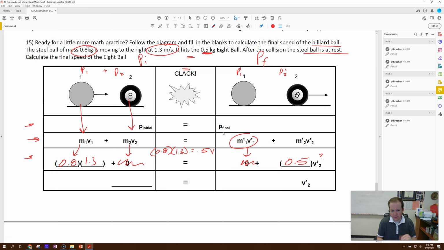And you can do this in your calculator. Put in 0.8 multiplied by 1.3, and then you've got to divide by 0.5. So your overall answer, if you do the math right, is 2.08 meters per second. How did I do that? I know the total momentum before and after are equal. So I just calculated the momentum of the first and second object before they collided. I calculated the momentum of the first and second object after they collided, and I set them equal to each other. And that's how you're able to get an equation.